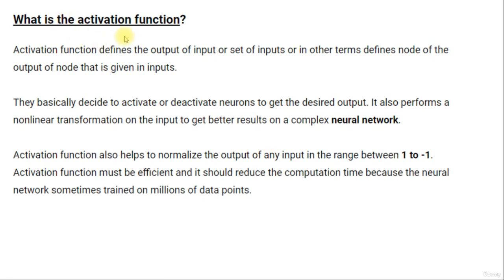Let us start. What is the activation function? An activation function defines the output of a node given an input or a set of inputs. They basically decide to activate or deactivate neurons to get the desired output. This is probably the single most important line that can explain the use of an activation function in a neuron.